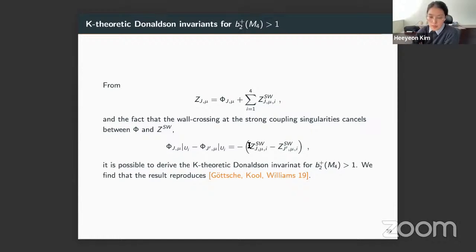For arbitrary positive b2+, using the topological nature of this partition function. Okay. From that, because of the fact that we don't have a U-plane integral contribution, you can write down the partition function for the entire class of b2+ larger than 1. And we find that this result, I didn't write down the explicit result here, but we find that the result reproduced the result of Kachru-Williams, which was obtained a few years ago.